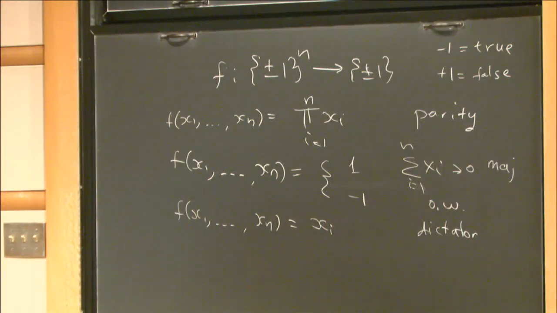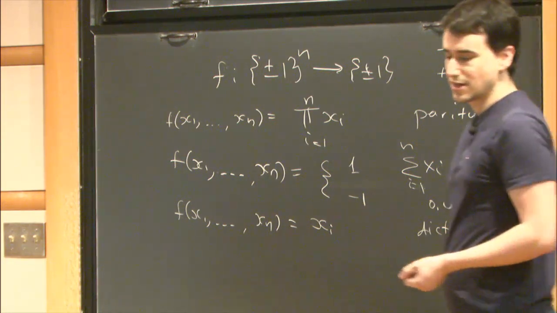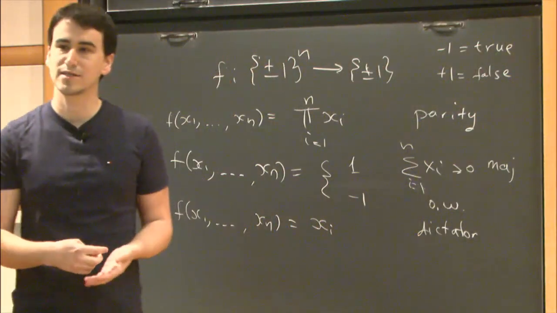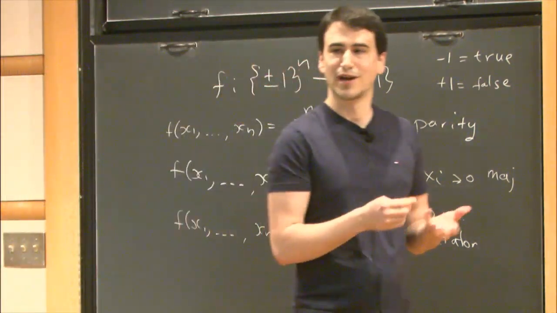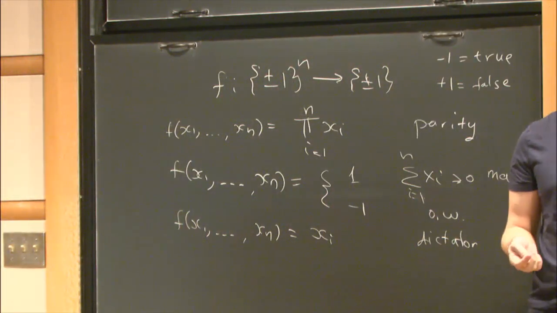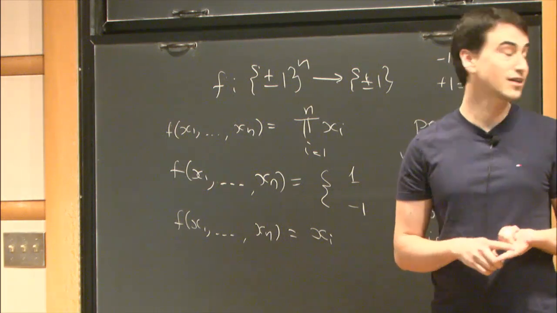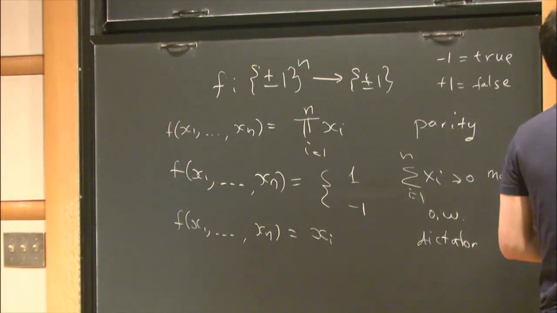So what is the Fourier transform? This is the unique multilinear polynomial that agrees with the Boolean function. Just this definition requires a proof, first, that there exists such a polynomial and that it is unique. But let's write it down.